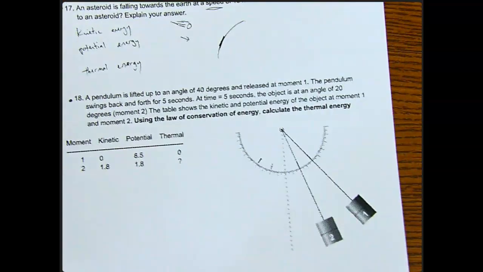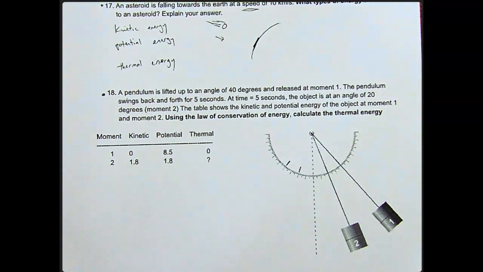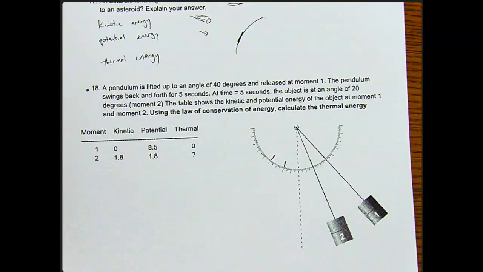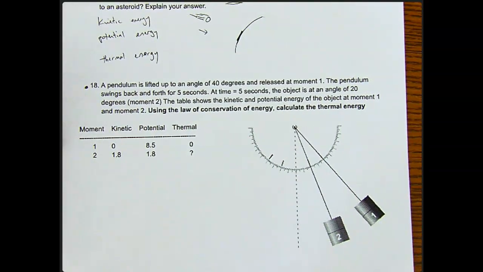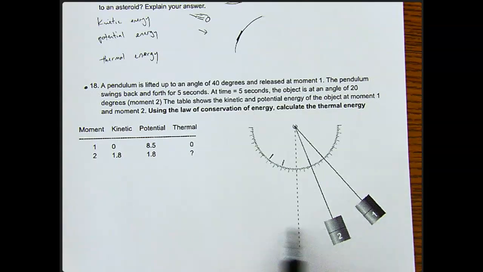All right, let's talk about 18. There's a pendulum and it's swinging back and forth. You pull it all the way back to here and then you let it swing, and it swings and it swings, and eventually you catch it right here at this moment. At that moment, it has a certain amount of potential energy, a certain amount of kinetic energy, and a certain amount of thermal energy. The question is, how much thermal energy does it have?